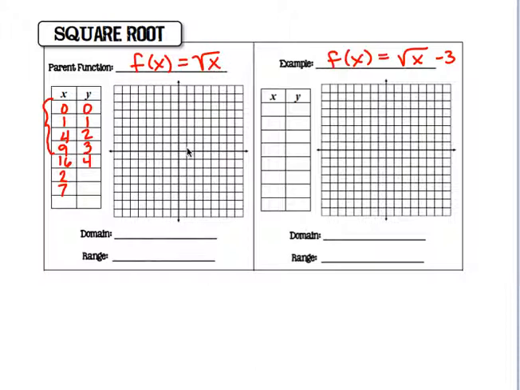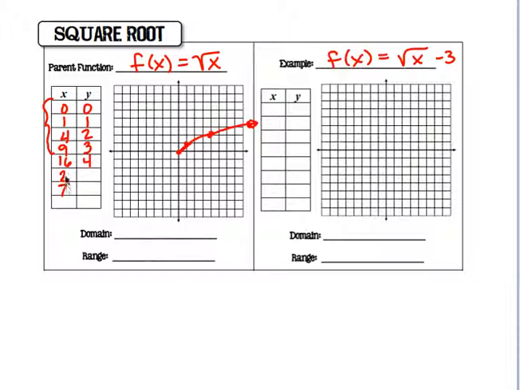So if you put in a 0, you get out a 0. If you put in a 1, you get out a 1 because the square root of 1 is 1. If you put in a 4, you get out a 2 because the square root of 4 is 2. And if you put in a 9, you're going to get out a 3 because the square root of 9 is 3. So this will give you a nice little shape, and it looks basically like a parabola except it's on its side. So it looks like a sideways parabola.